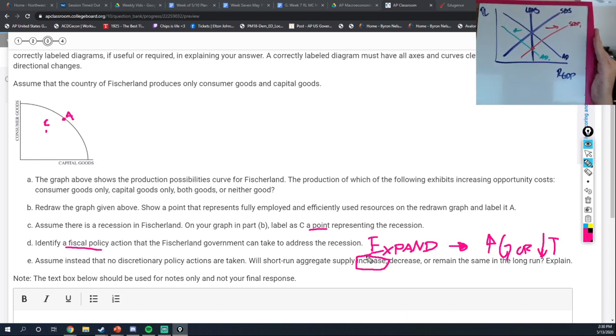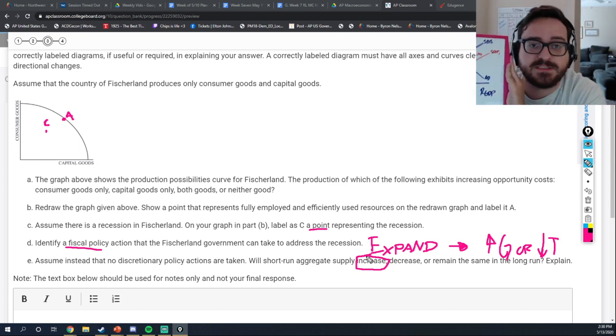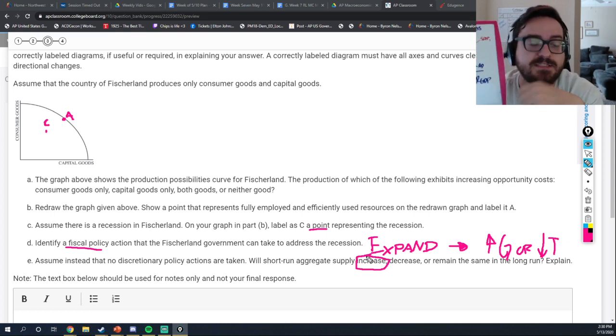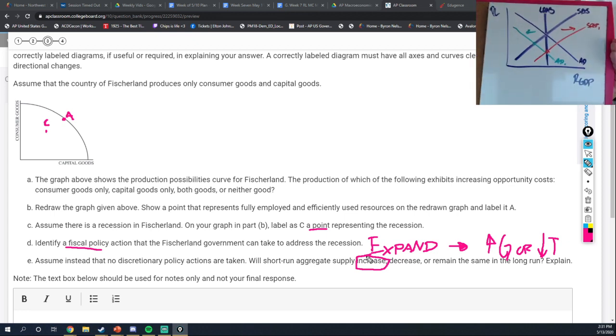The other possible explanation is that everything is cheaper. I'm a business owner. What could I do? I could pay my workers less, because if everything is cheaper, then they can't really complain if I pay them less, because they're still just as wealthy as before. So if I cut wages and then use that money to hire more workers, that would also ramp up my ability to produce and increase SRAS.